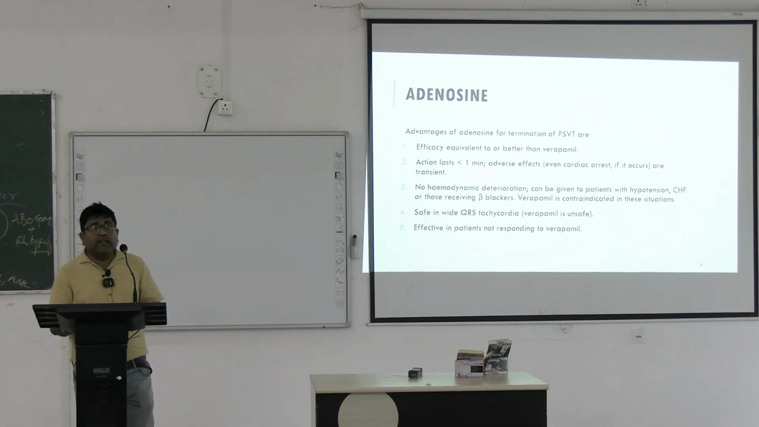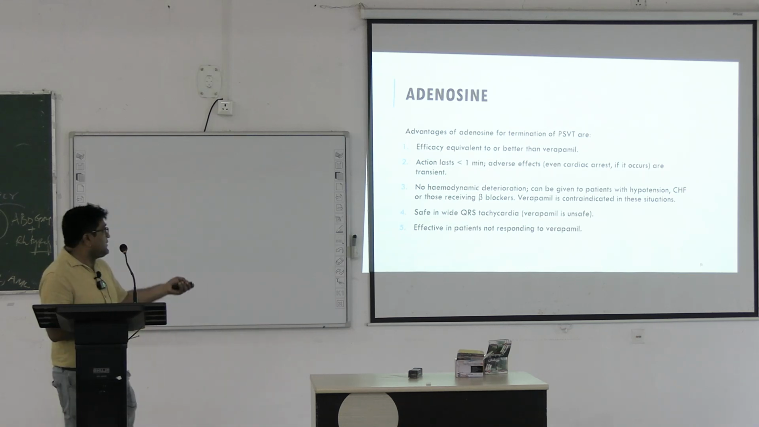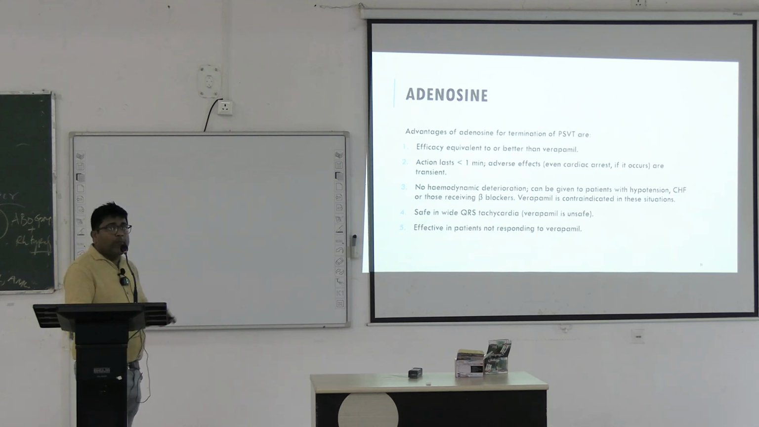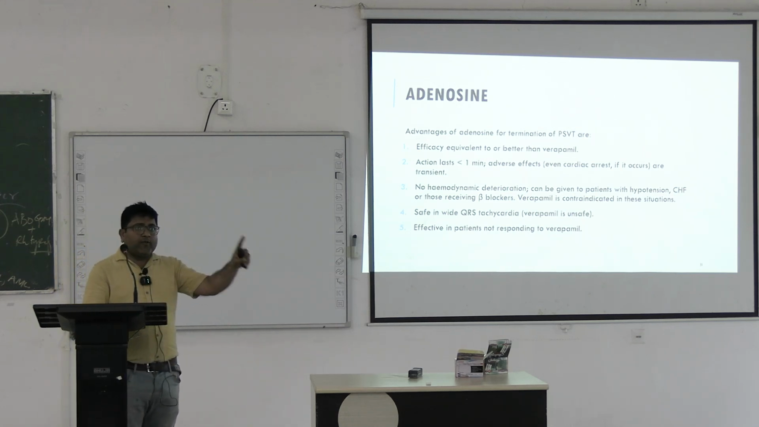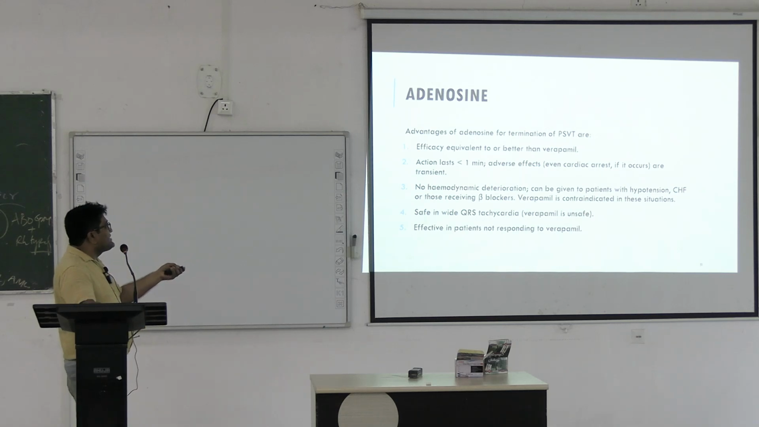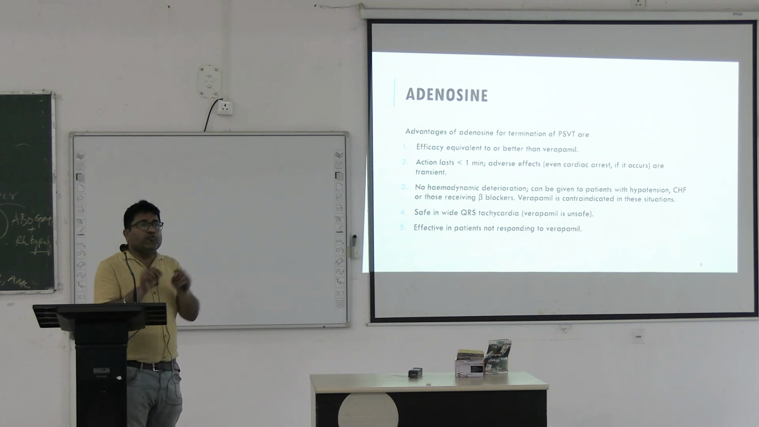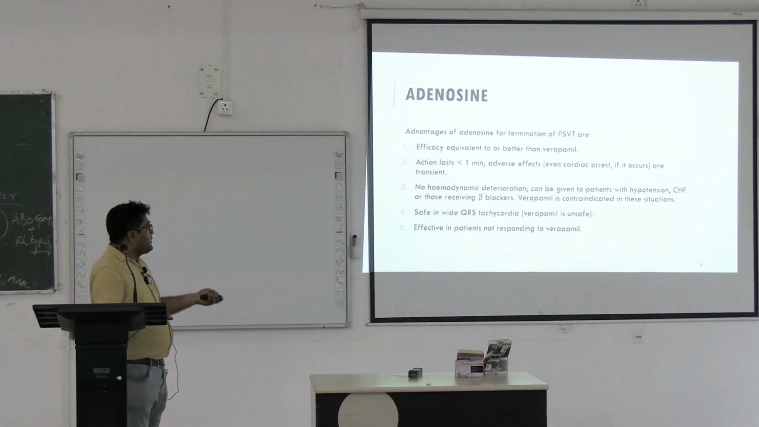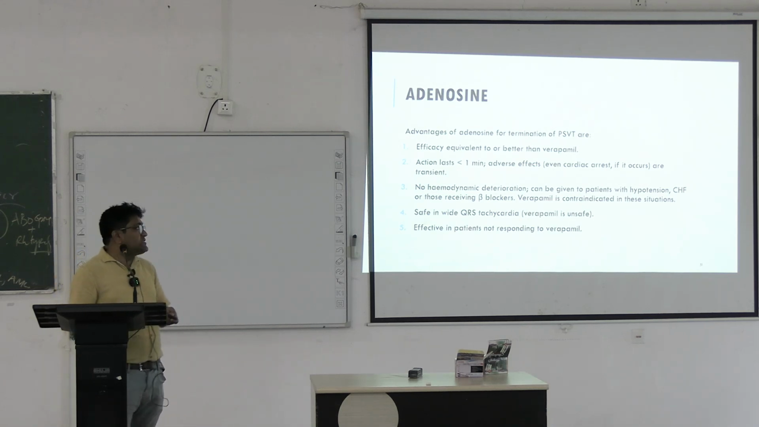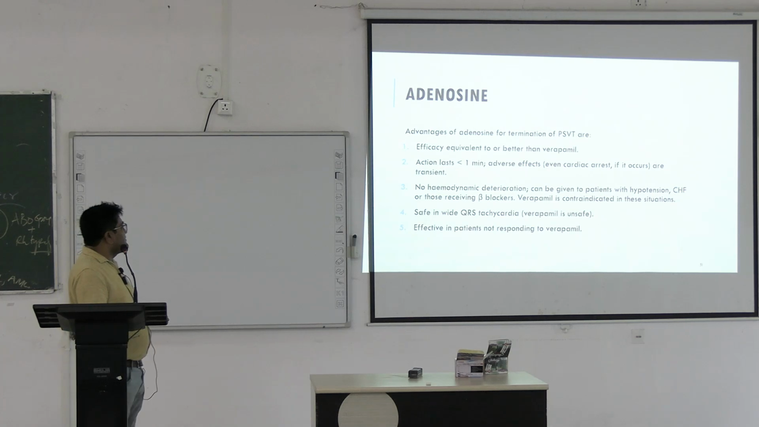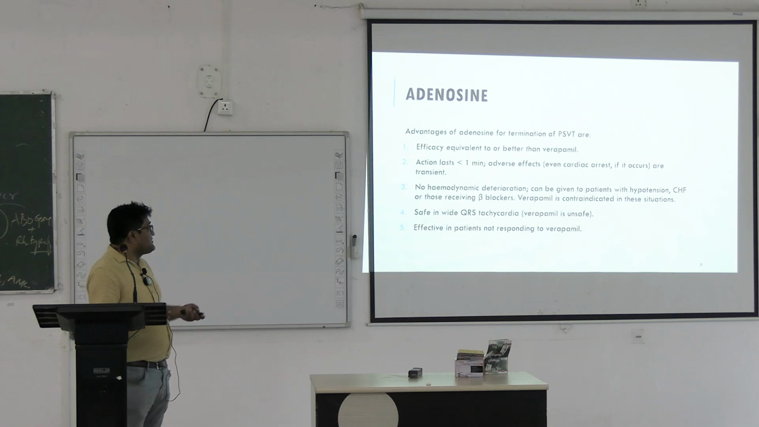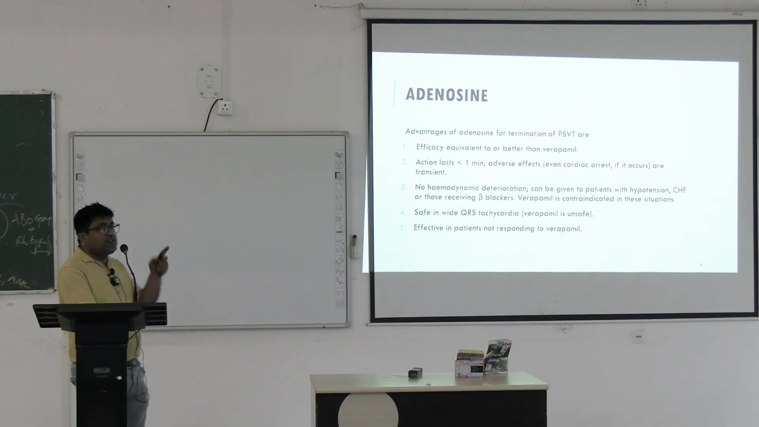Advantage of adenosine in terminating PSVT, why the drug of choice? Efficacy equivalent to or better than verapamil. Where verapamil cannot act, adenosine will act. Action lasts less than 1 minute. Adverse effects like even cardiac arrest can occur only for a few seconds and the patient may not feel. No hemodynamic deterioration, and it can be used in patients with hypotension, congestive heart failure or receiving beta blockers where verapamil cannot be given. It is safe in wide QRS complex tachycardia where verapamil cannot be used. It is effective in patients not responding to verapamil.